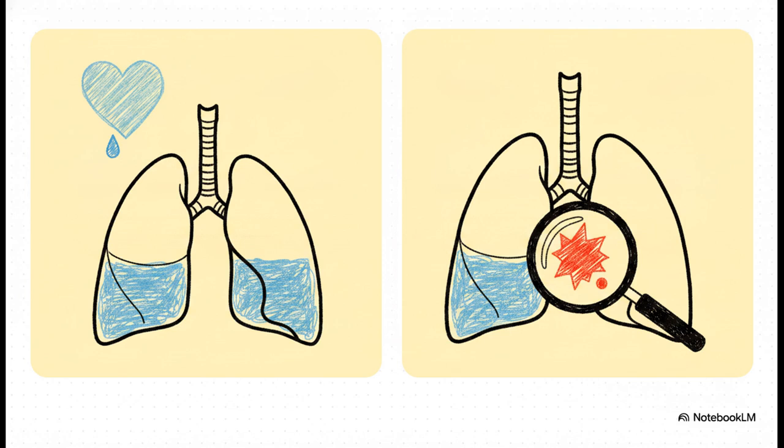On one side, we have systemic causes. Think of this as a broad mechanism of systemic fluid overload or pressure imbalances. And because it's a systemic issue affecting the whole body, the effusion is typically bilateral. It's equal on both sides. On the other side, we have local causes. This involves localized inflammatory factors that directly alter the permeability of the pleural surface itself. Because it's a local problem, these effusions are typically unilateral.